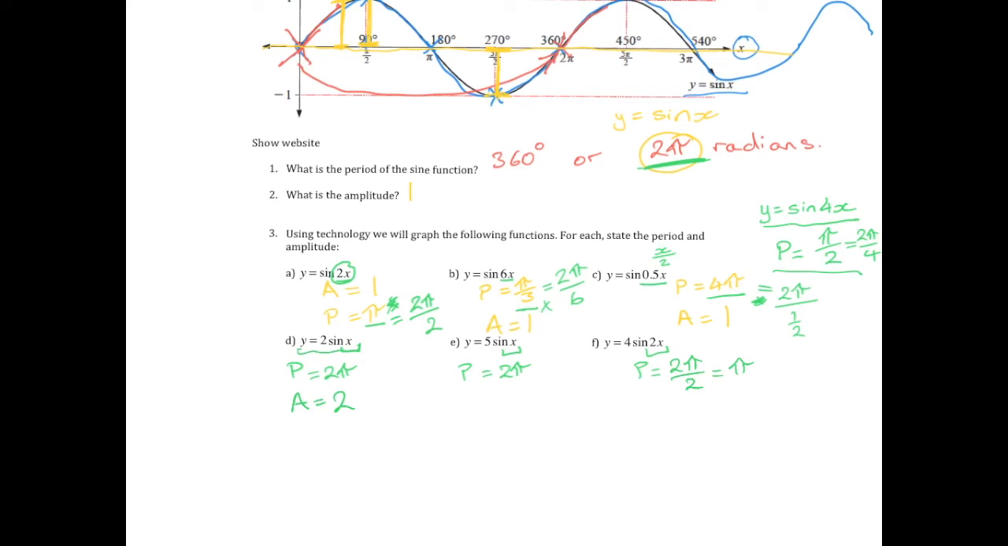What do you think's going to happen for E? 5. It's going to be 5. Let's just double check. We were right, the amplitude is 5. And now for F. 4. So with F, we're getting a vertical stretch with an amplitude of 4, but also, what's that 2x doing? Is it squishing or stretching horizontally? Squishing. Because the period becomes pi, not 2 pi.